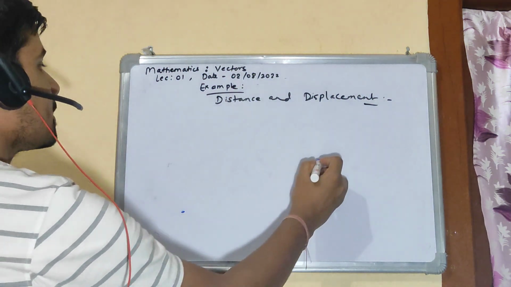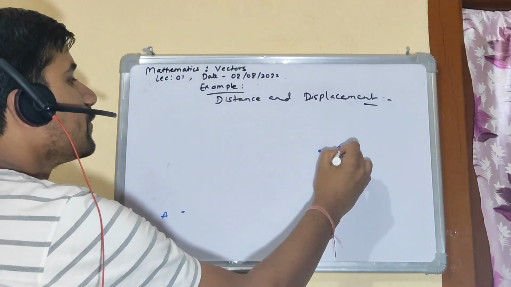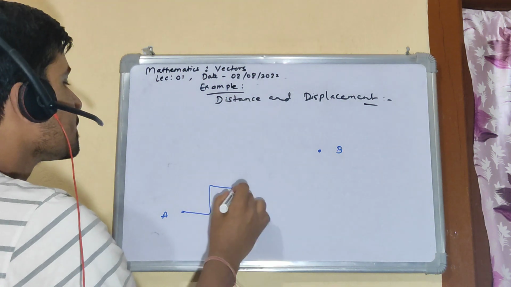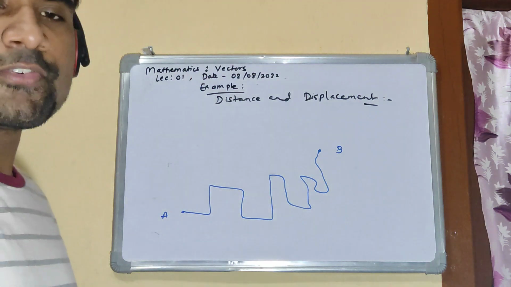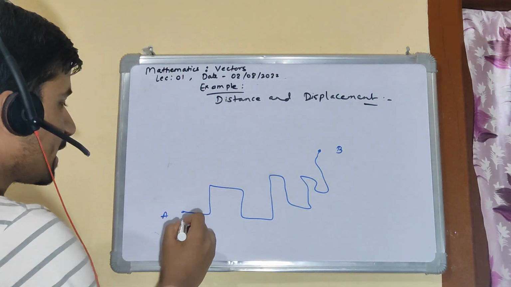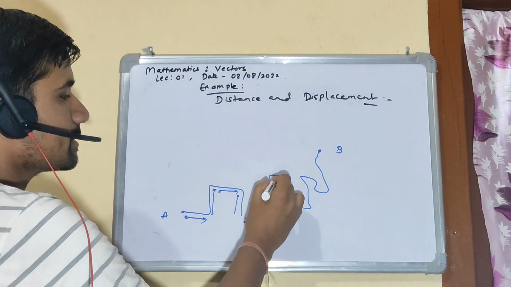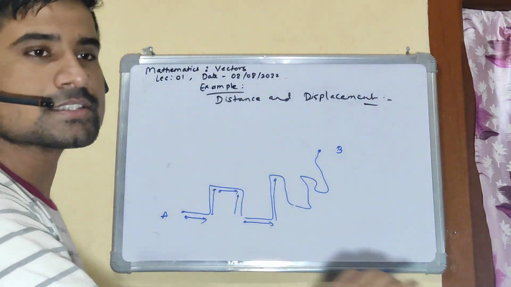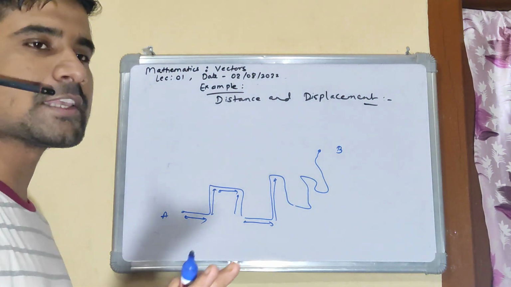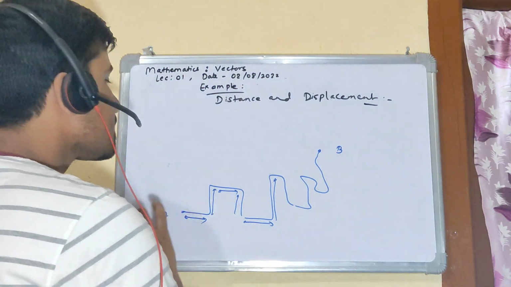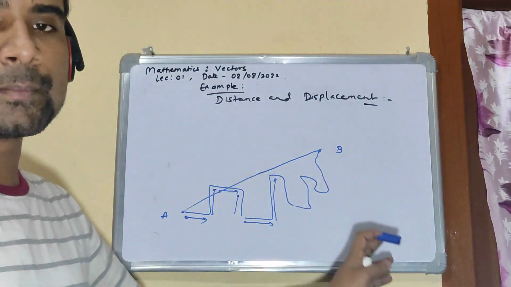So let's say there are 2 points. There is a particle at A which needs to move to B. It can go like this, and it has reached B, right? If I need to calculate distance, I need to add this section, this section, this section, and all those sections. The addition will give me distance, which is in meters. But displacement is nothing but the shortest distance. You can just join A and B, and this is the shortest distance between A and B, right?